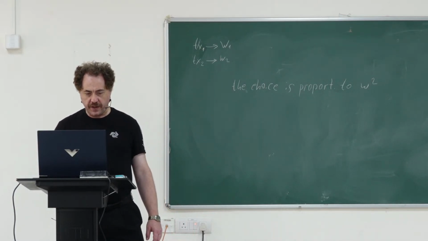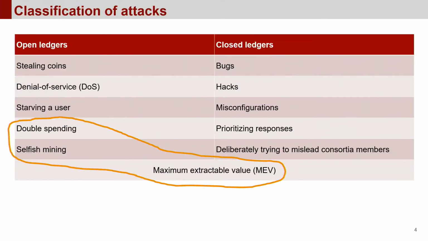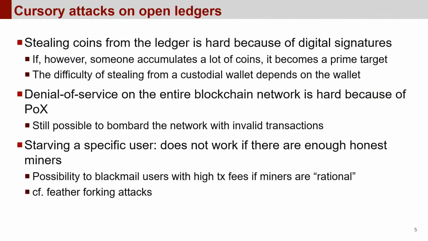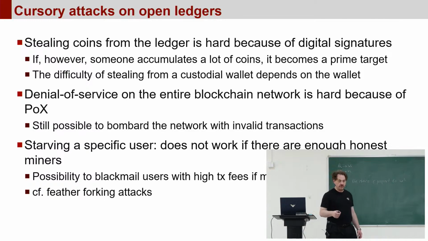So double spending, selfish mining and maximum extractable value would be what we spend the bulk of the lecture on. But first, let's do a cursory coverage of attacks on open ledgers. Stealing coins from the ledger is hard because of digital signatures. If, however, someone accumulates a lot of coins, it becomes a prime target. And the difficulty of stealing from a custodial wallet depends on the security of the system providing the wallet, right? So it's hard, but it's highly profitable.